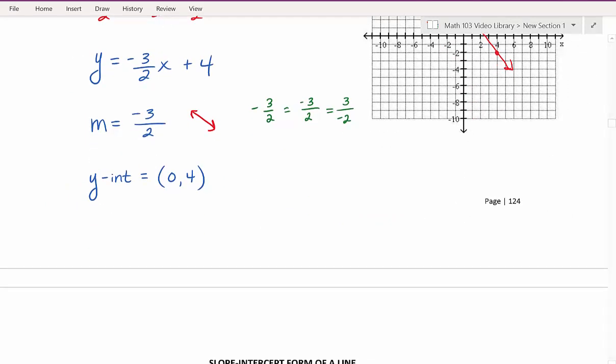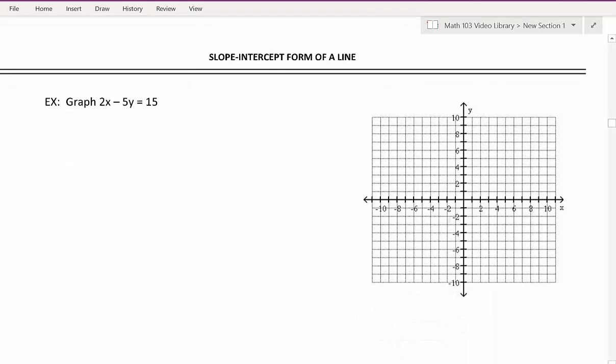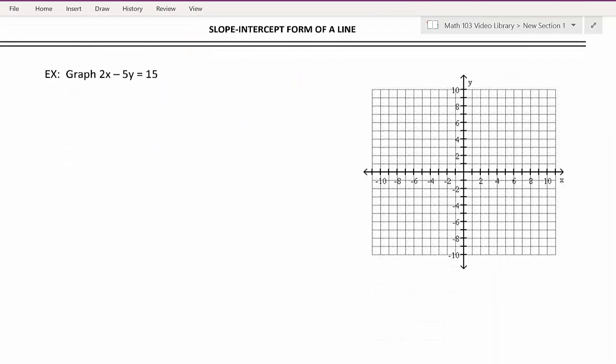Let's take a look at our next example. Let's graph 2x minus 5y equals 15. The first thing we need to do is get this in slope-intercept form. So let's solve for y. We'll subtract 2x from both sides.